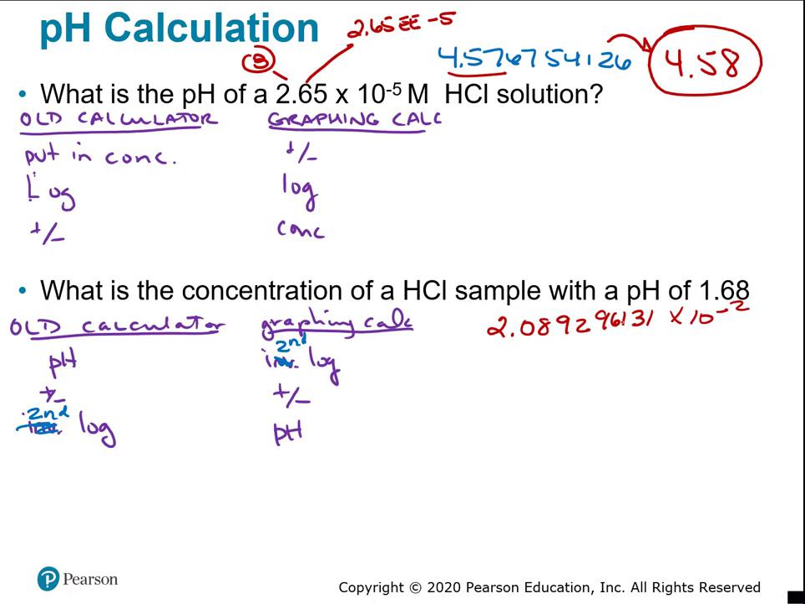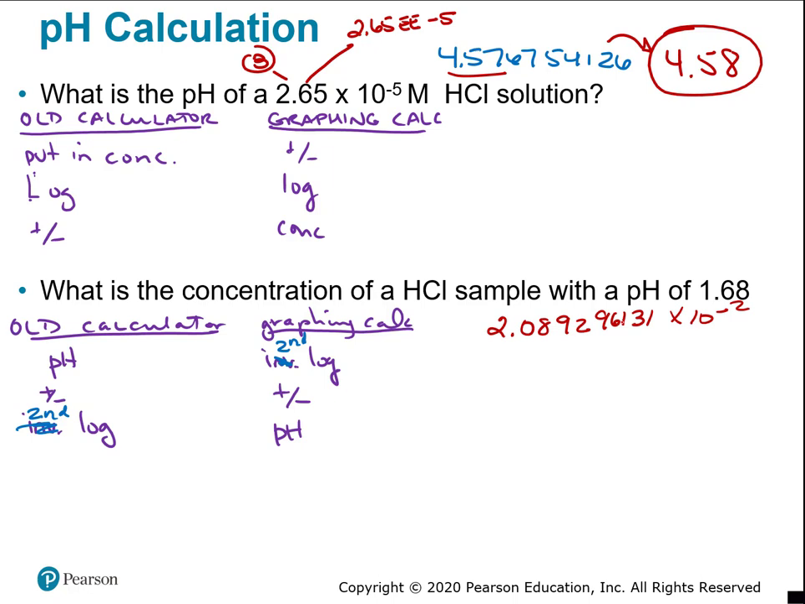Okay. Did everybody get that? 2.089296131 times 10 to the minus 2. Okay. Do you get that? Can you convert the number that you see on your screen? Yours doesn't have the times 10 to the, it just has a little minus 0.2. So you've got to remember to put the times 10 to the back in.